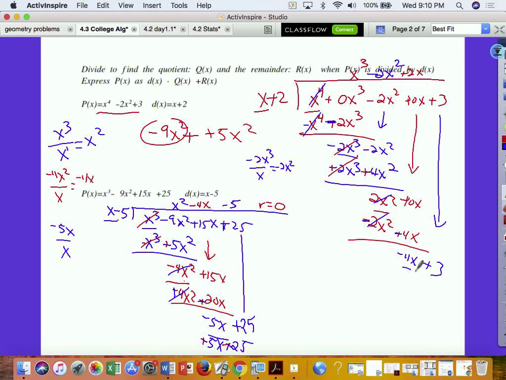Divide the front term by the front term to figure out what your constant is. That's negative 4. And then you multiply the negative 4 times the divisor, the entire divisor, and you have a remainder of 11.